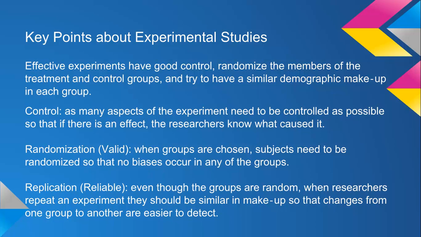Replication is the idea of reliable. So these ideas of reliable and valid just keep coming up. Even though the groups are random, researchers repeat an experiment. They should be able to, in similar makeup, so that the changes from one group to another are easier to detect. Each group is random, but if there is something that's causing a change, we can find out very easily.